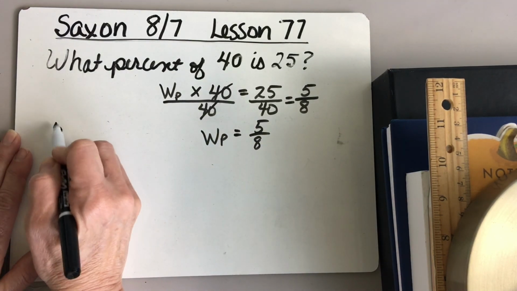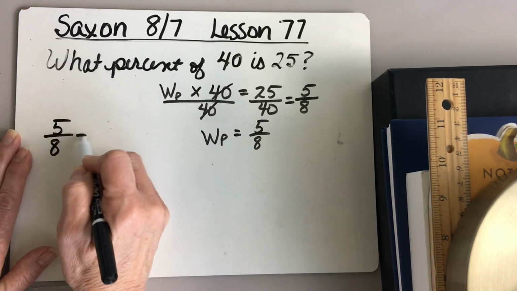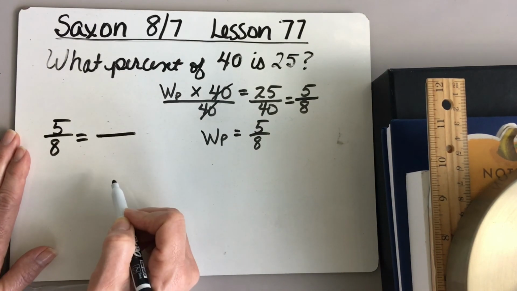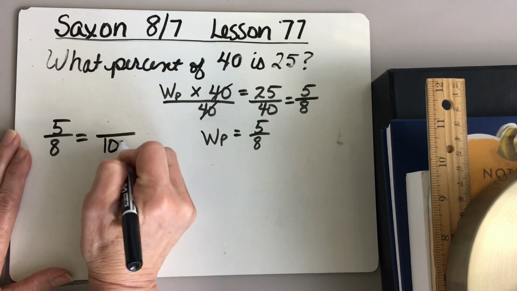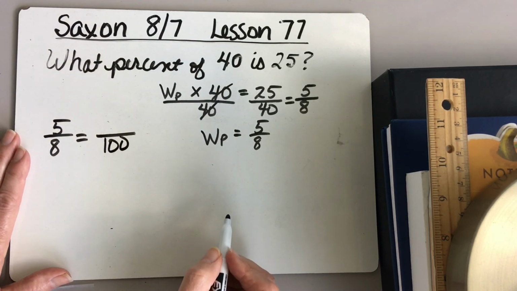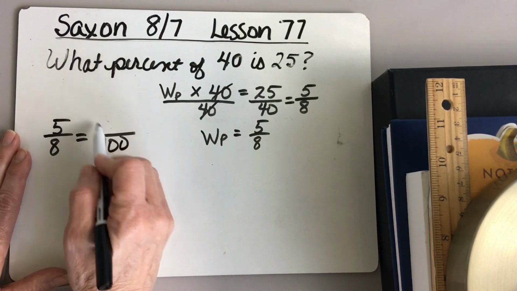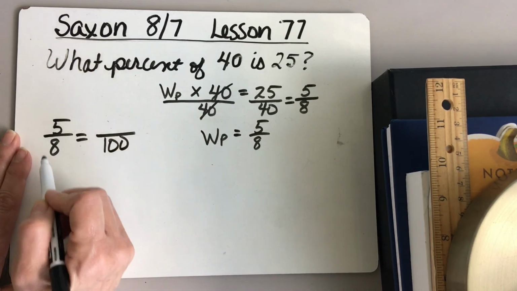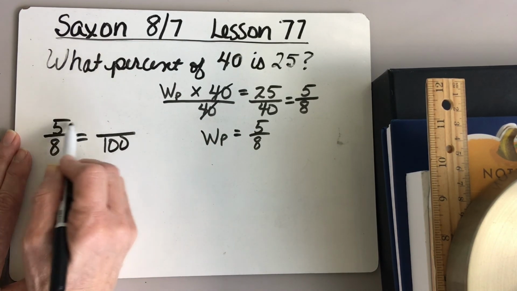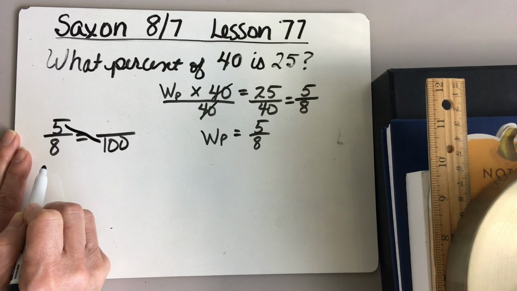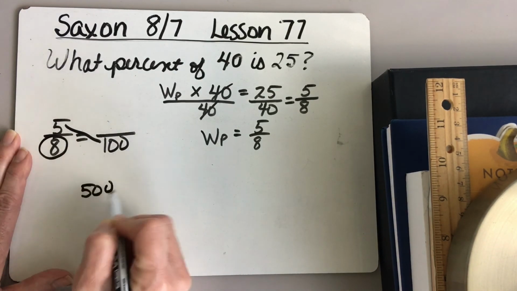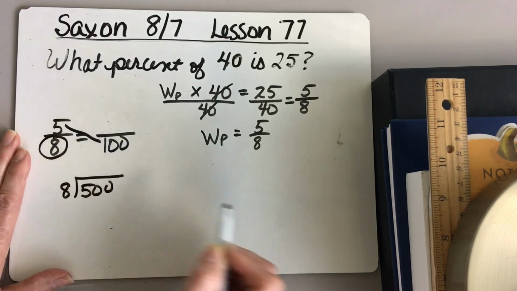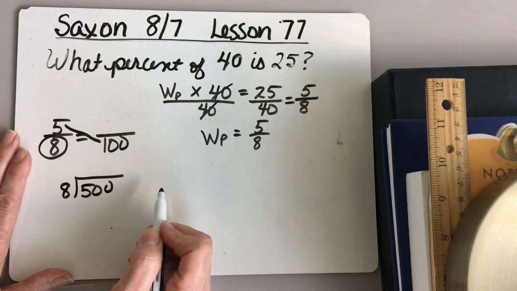Well, how do we do that? We have the fraction 5/8, and we know that percent is over 100. Anything over 100 is a percent, so we're looking for this number right here. So we just solve this. We can't divide 8 into 100, so we multiply diagonally, which is 500, and we divide by the other number, the denominator. And then we just divide like normal.